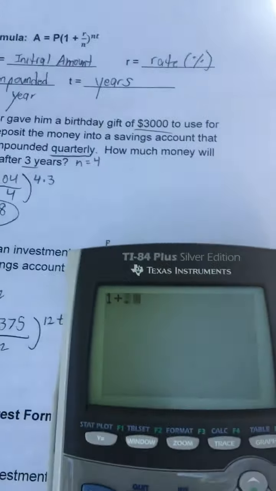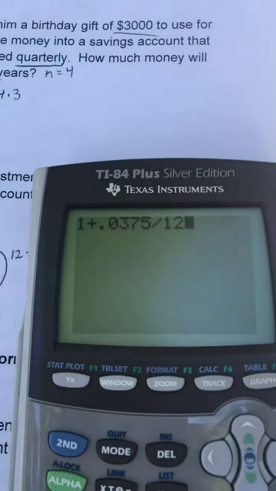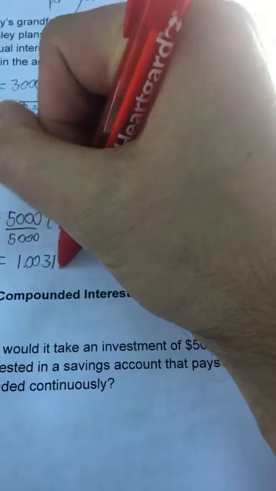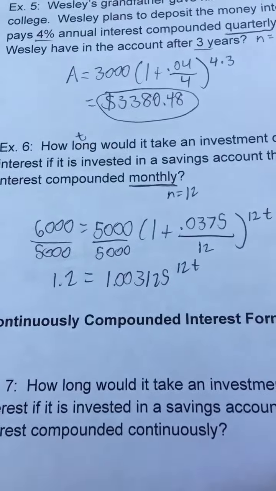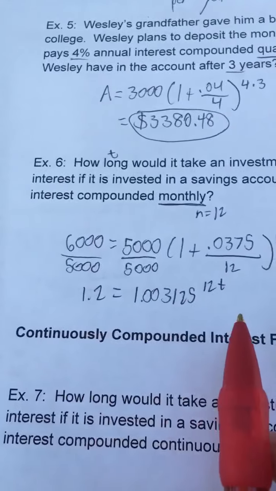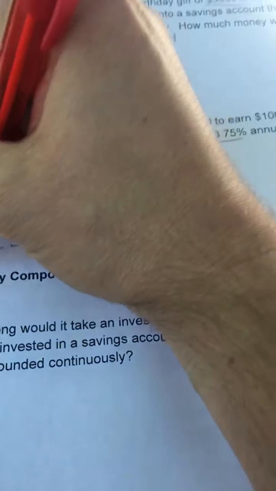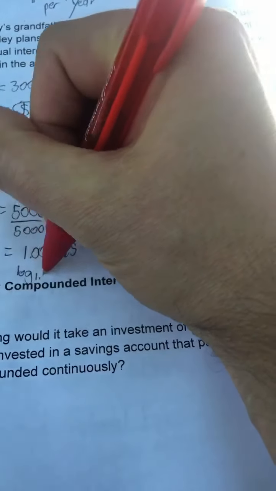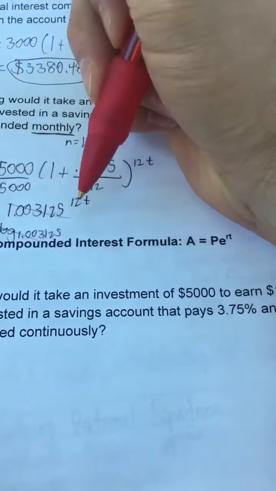Now, I can type everything that's in the parentheses in my calculator. 1 plus 0.0375 divided by 12. Don't worry about the exponent, but that's what I get, 1.003125. Let's write that. 1.003125 exponent 12t. Now I'm going to solve this using the same method as before. I want to use logarithms. Which number is the base? This big long decimal number. So I need to take log base 1.003125 on both sides. The reason I do that is it cancels the log and that exponent cancels.